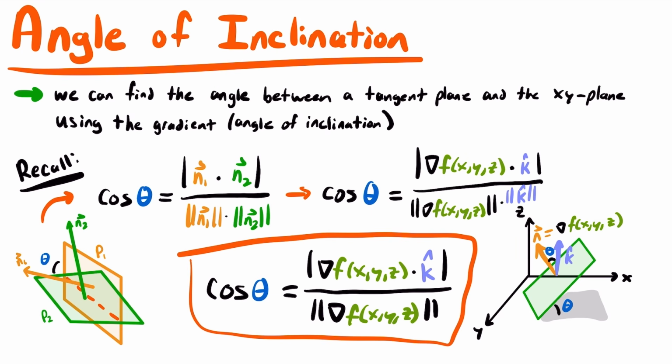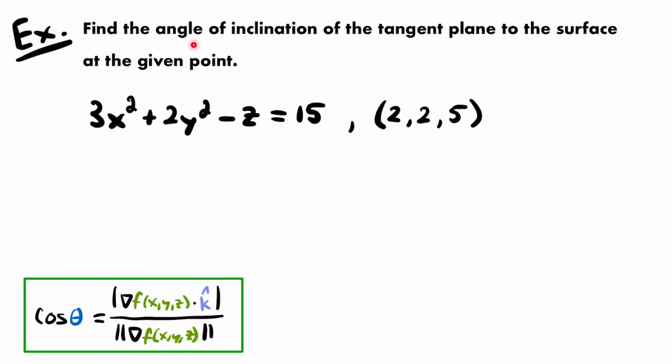And to close out this lesson, I want to take a look at one example where we use this formula. For this example, we want to find the angle of inclination of the tangent plane to the surface at the given point. And we have 3x squared plus 2y squared minus z is equal to 15, and then the point (2, 2, 5).